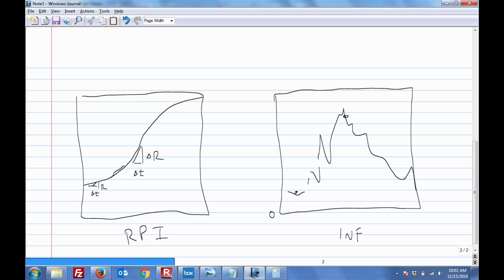Now, pop quiz. Knowing what you know about power and energy, which one of these looks like power and which one looks like energy, if you had to make an analogy? Power would be the RPI, energy would be the inflation. I think it's the other way around. Yeah, it's the other way around. This is going to be power, and this is going to be energy.